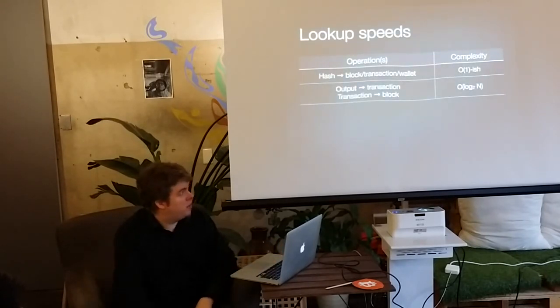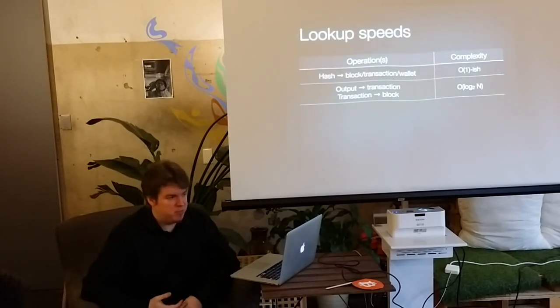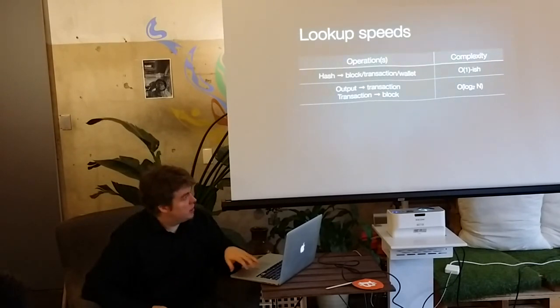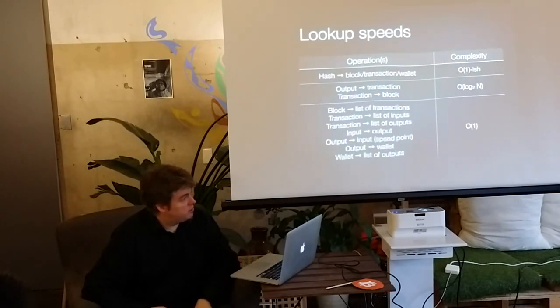Looking up, if you have a transaction and you want to find out which block it is, well, we don't actually store that information, but you can look it up with a simple binary search on the block array instead. So that's a binary search. And most of the other stuff is just constant time and pretty fast to look up.